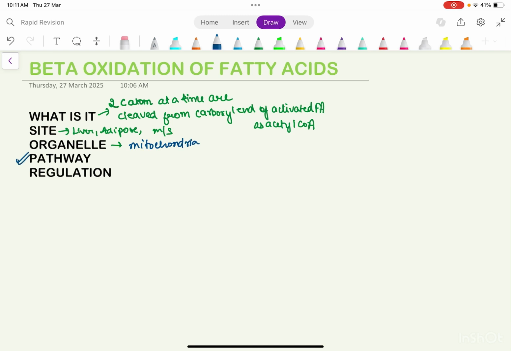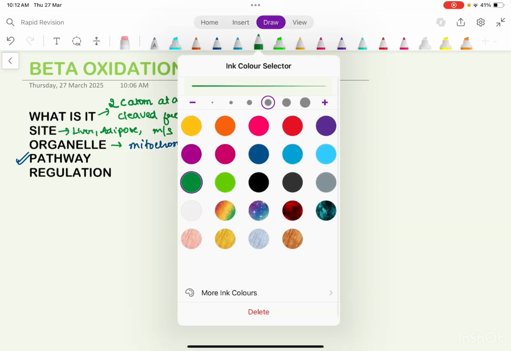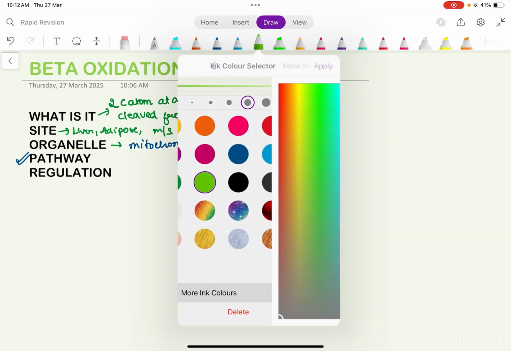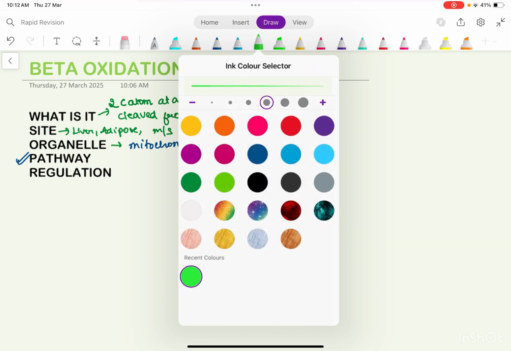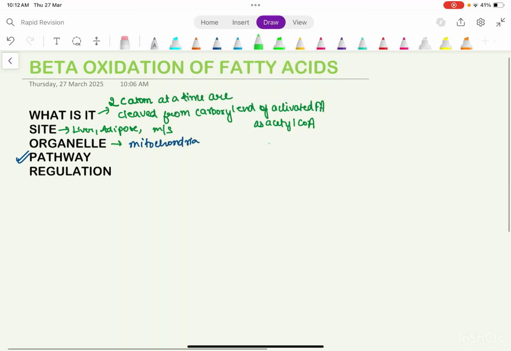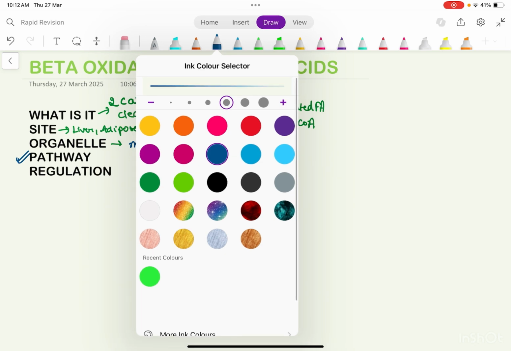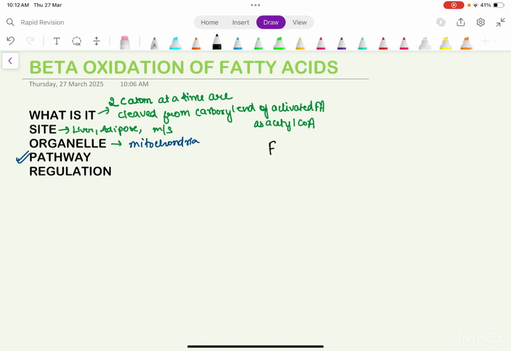First of all, you should know that there are three stages of the pathway. First we have activation, then transportation, and then oxidation, then hydration, then oxidation, and then cleavage. Let's just understand the pathway. The pathway is rather easier to understand. So first of all, I use black color first. We'll start from fatty acid.